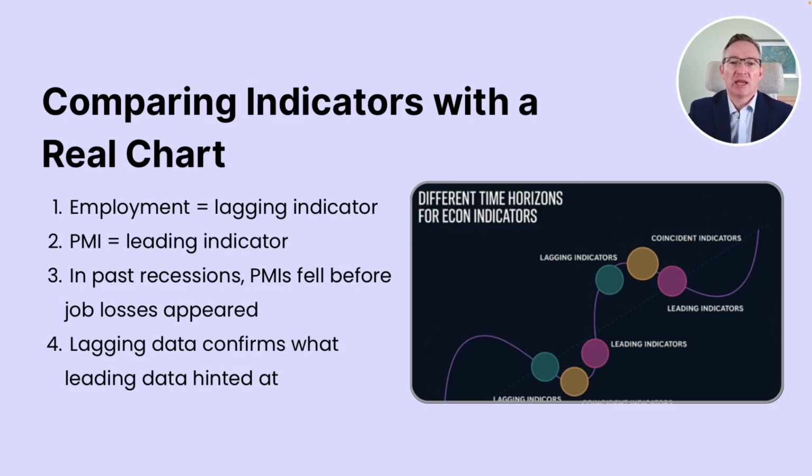So a real life example would be employment data. Take employment data like non-farm payrolls. It's a bit of a lagging indicator, and the Purchasing Managers Index, PMI, is a leading indicator. So in past recessions, PMIs have fallen well before the job market started weakening. And that's because the labour market reacts much more slowly.